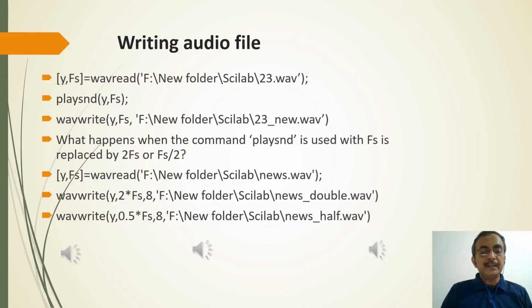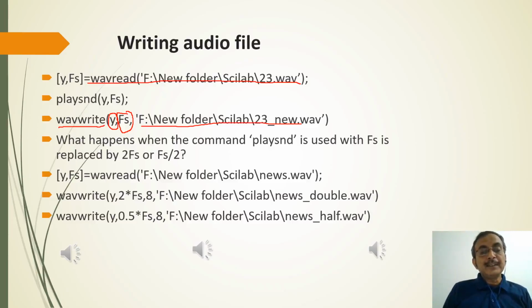So what we have done is we have read the wave file, which was 23.wave at a specific location, using the wave read command, and then we can write the same wave file. The first thing we have to give is the sample values, and the other important thing is the sampling frequency that we have for the wave file already stored, followed by the path where the wave file is to be stored. So with this specification, the new wave file will be created and will be written in this particular path.